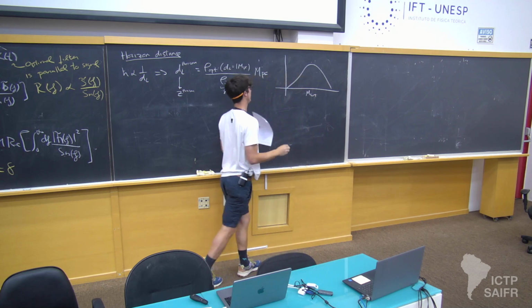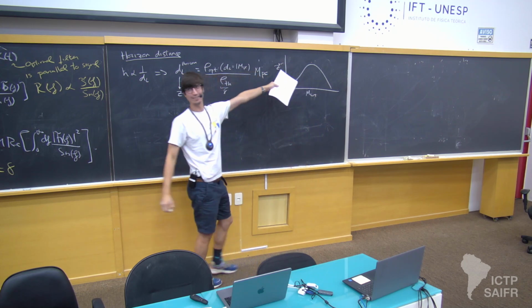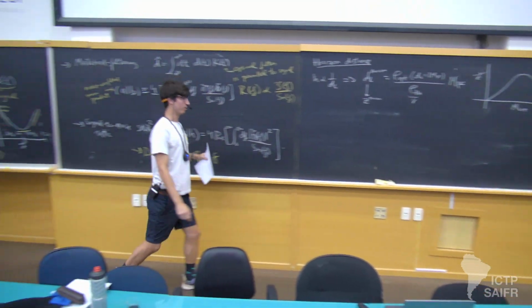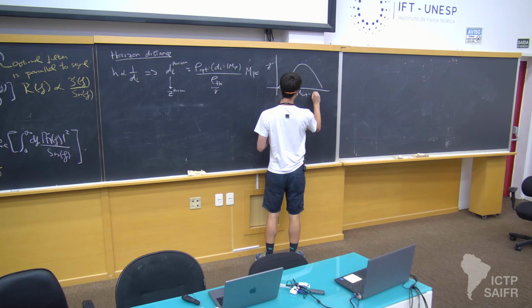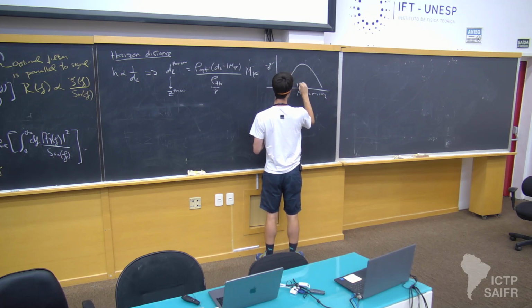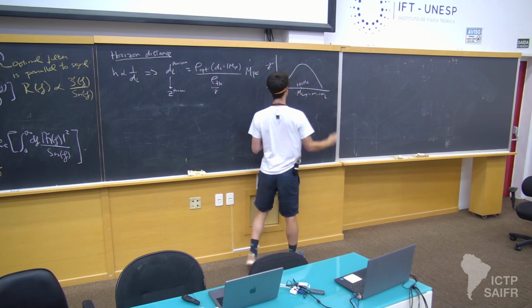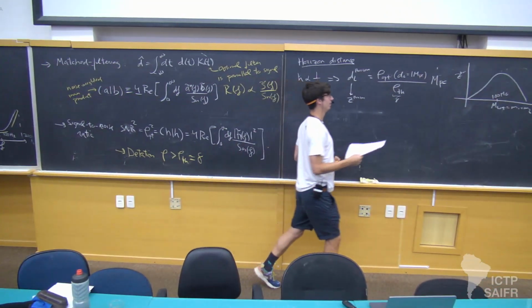So typically, one has the horizon redshift looking something like this, where you have some peak for current detectors, where this is the total mass. This is about 100 solar masses. And now you can understand the shape of this horizon distance.